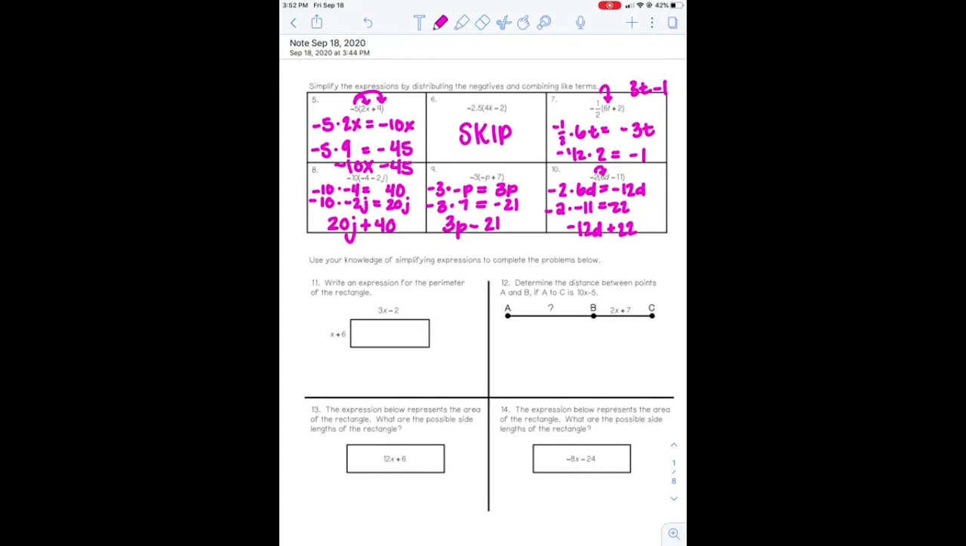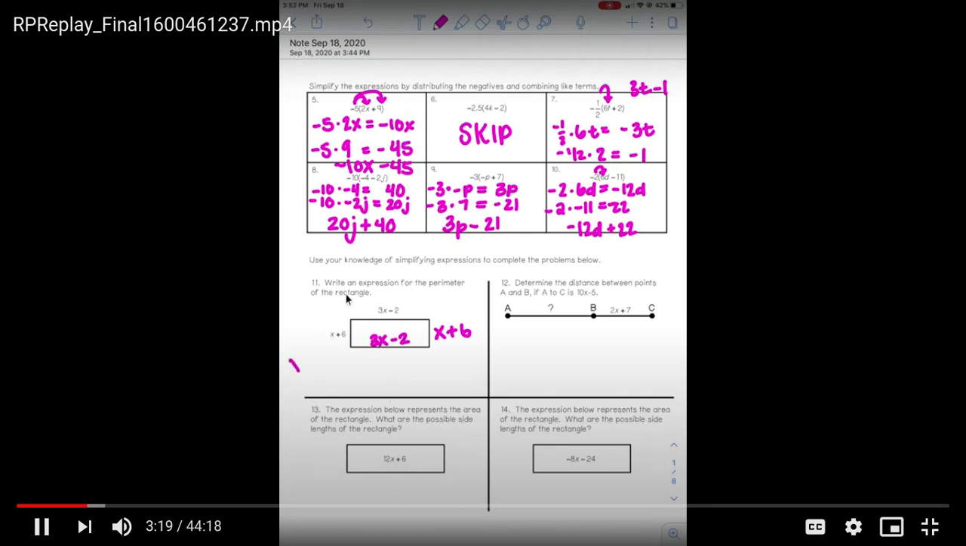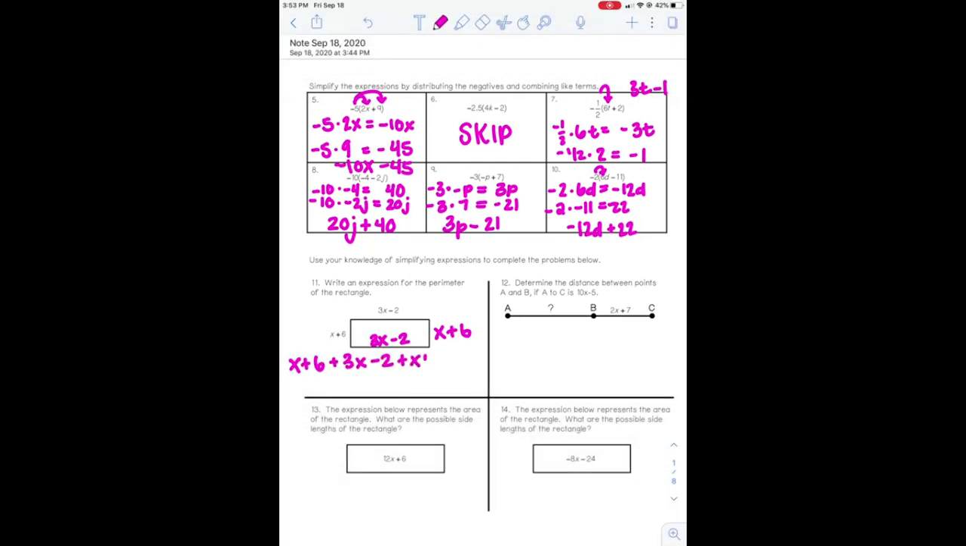So on the bottom here, I'm just going to do 11 and 12. But I'm going to go ahead and fill in what I know are the missing side lengths of this rectangle. Because remember, these two right here have to be the same. Your two widths and your two lengths have to be the same. So I have x plus 6 plus 3x minus 2 plus another x plus 6 plus another 3x minus 2.